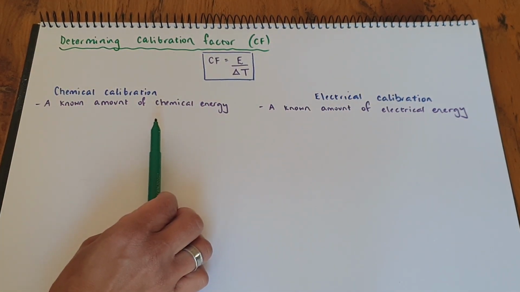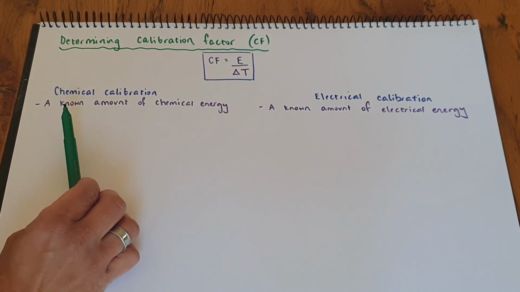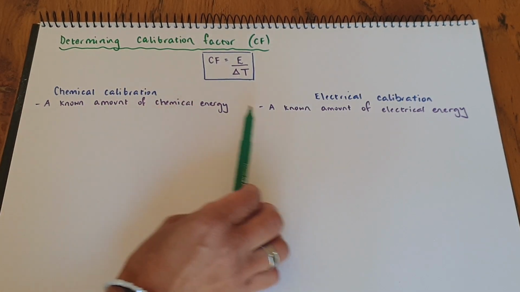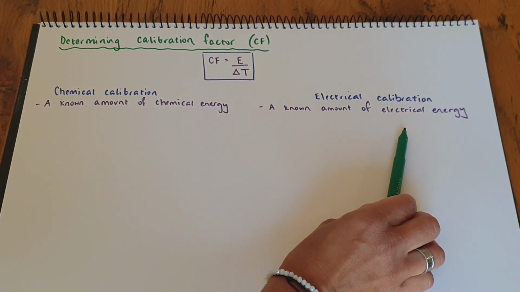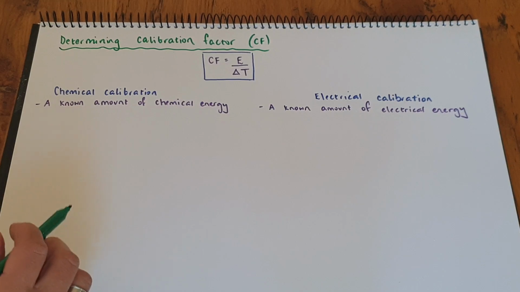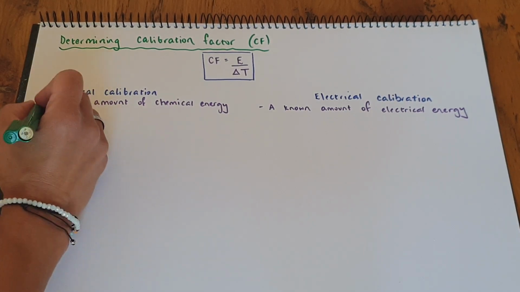In both instances, we're putting a known amount of energy into the calorimeter. Either it's a known amount of chemical energy or a known amount of electrical energy. And then we just observe how the temperature changes. Let's work through an example of a chemical calibration.